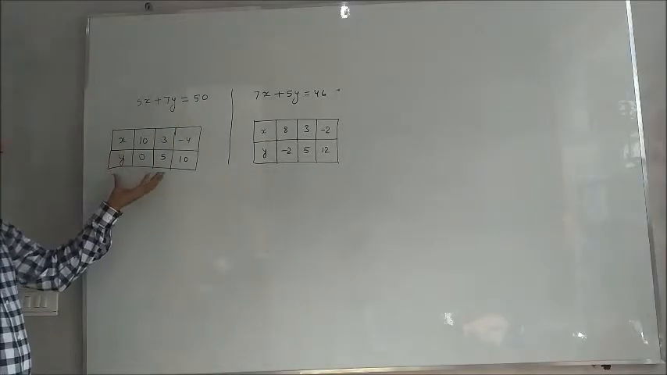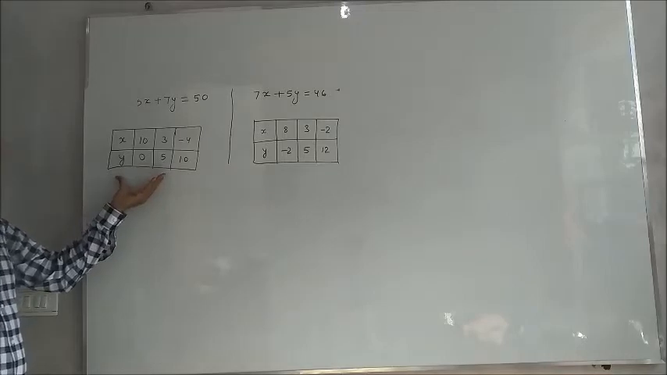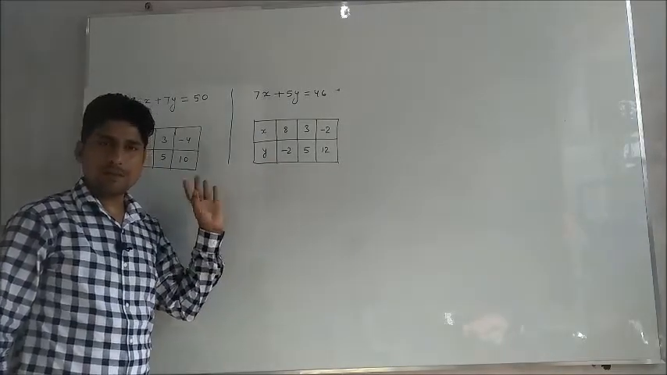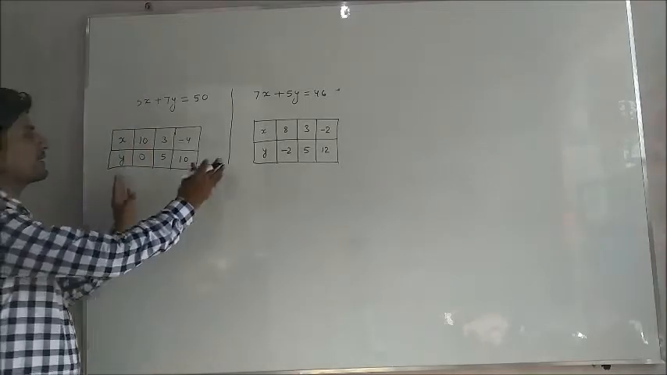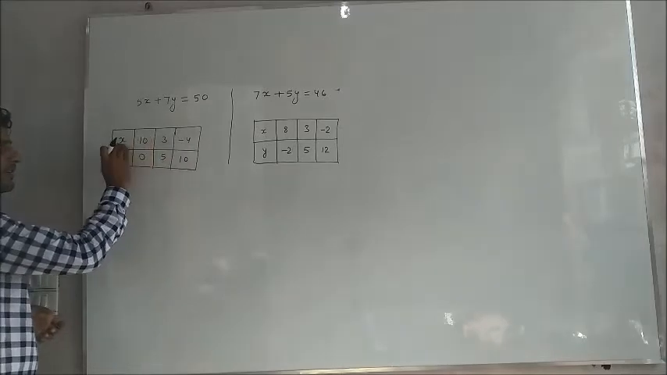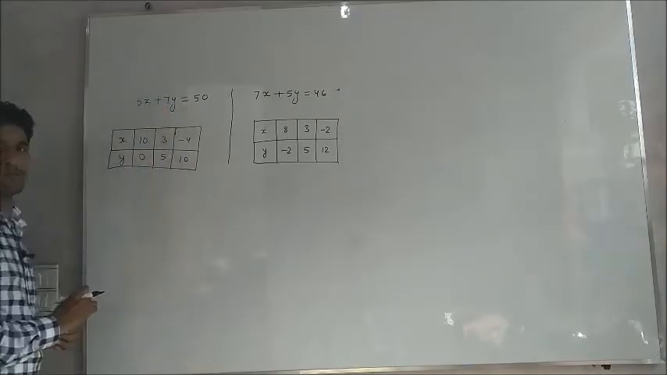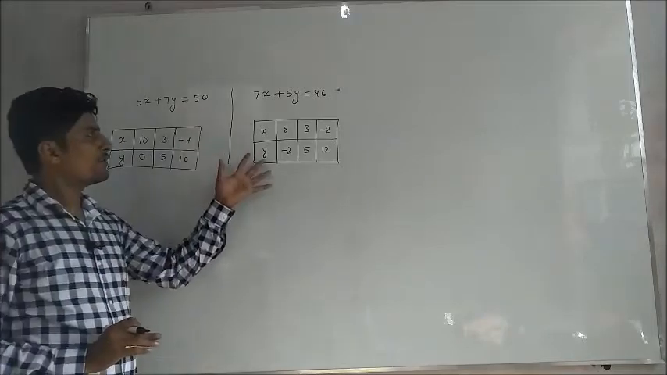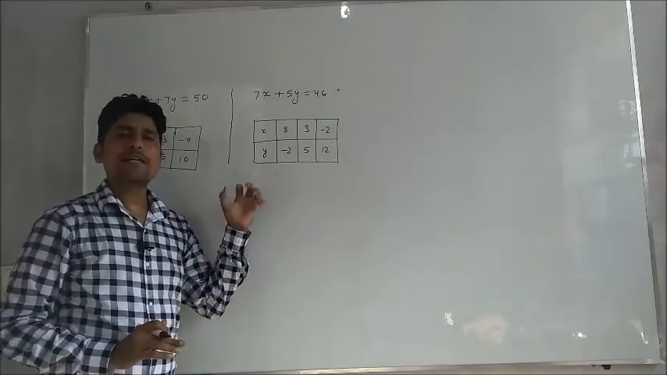So first of all, we have to make the table for the first equation. Similarly, then we have to make the table for the second equation also. In the previous question, I have already explained how to make these two tables. We have to take integer values of x such that if we put these values in the given equation, then the value of y is also an integer. Similarly, we have to do the same thing for the second equation also.